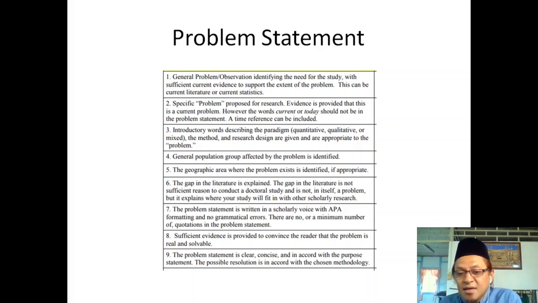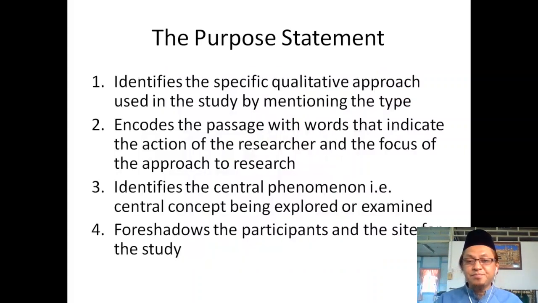Point number eight, sufficient evidence to convince that the problem is really genuine, real, solvable, and significant. And last but not least, the problem statement must be clear, concise, and in accord with the purpose statement. Okay, the purpose statement has got several components. First, you have to identify the specific qualitative research approach. We have mentioned just now, based on Creswell, there are five. Are you going to use narrative study, or phenomenology, or grounded theory, or ethnography, or the last one, case study?